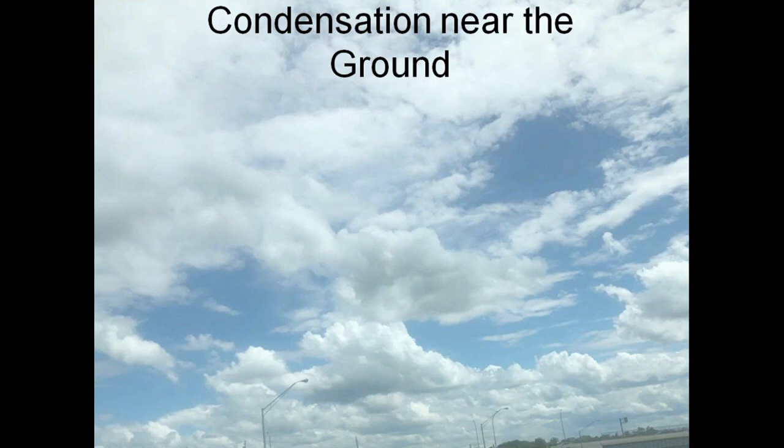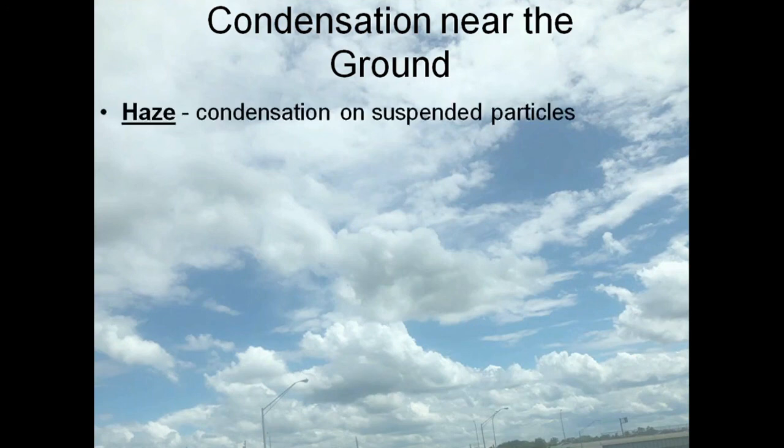Alright, still on condensation near the ground. Haze: condensation on suspended particles. The difference between haze and fog is how far you can see. Fog technically is visibility less than 5/8 of a mile. If you can't see 5/8 of a mile, it's considered fog. If you can see more than 5/8 of a mile, it's considered haze or mist.